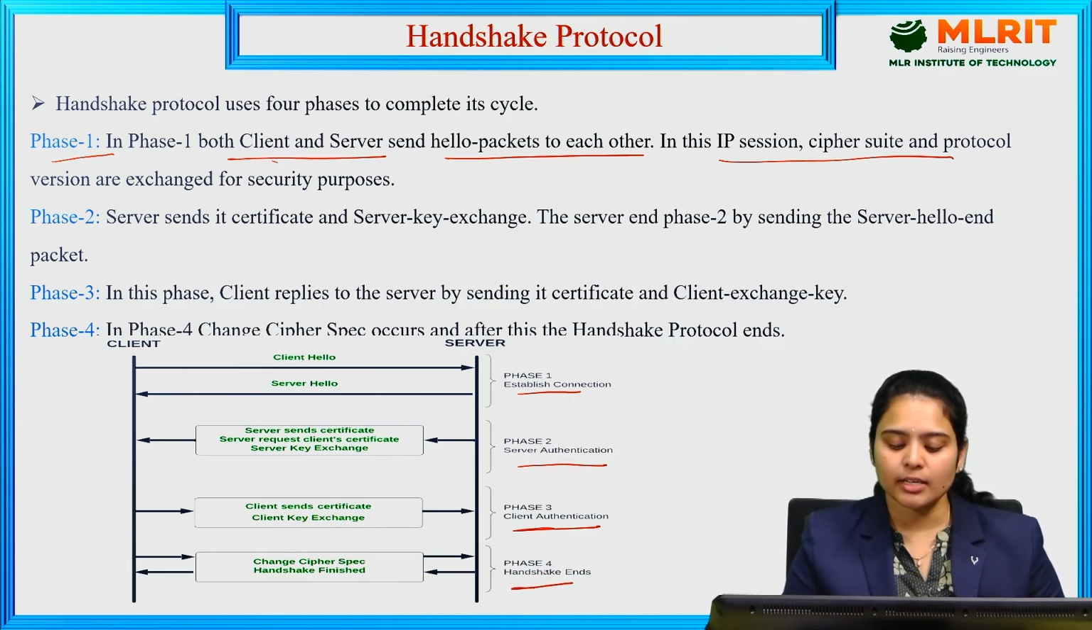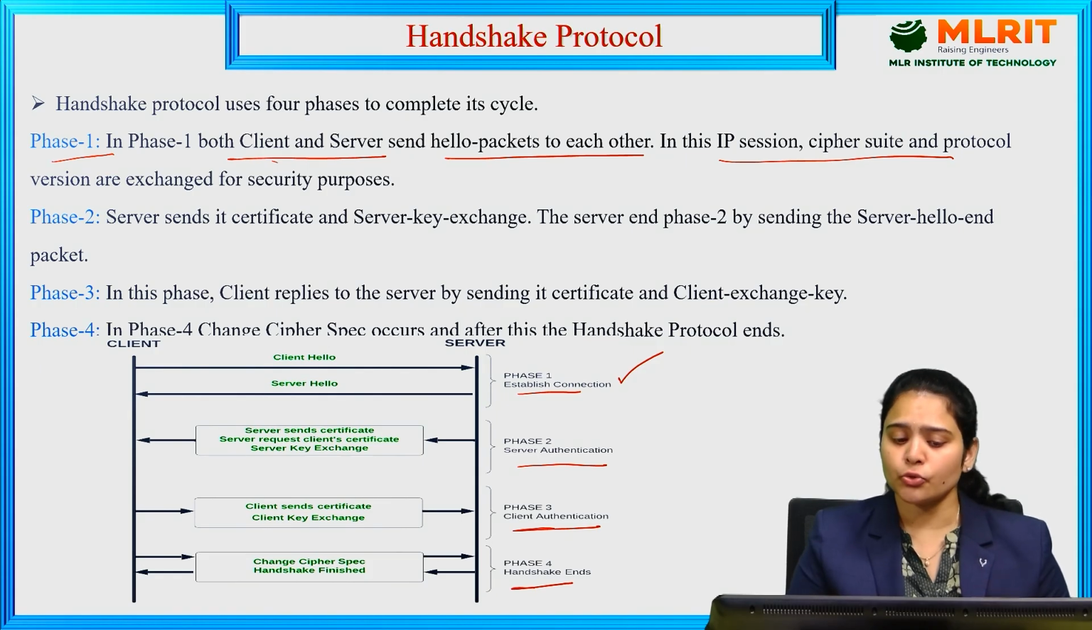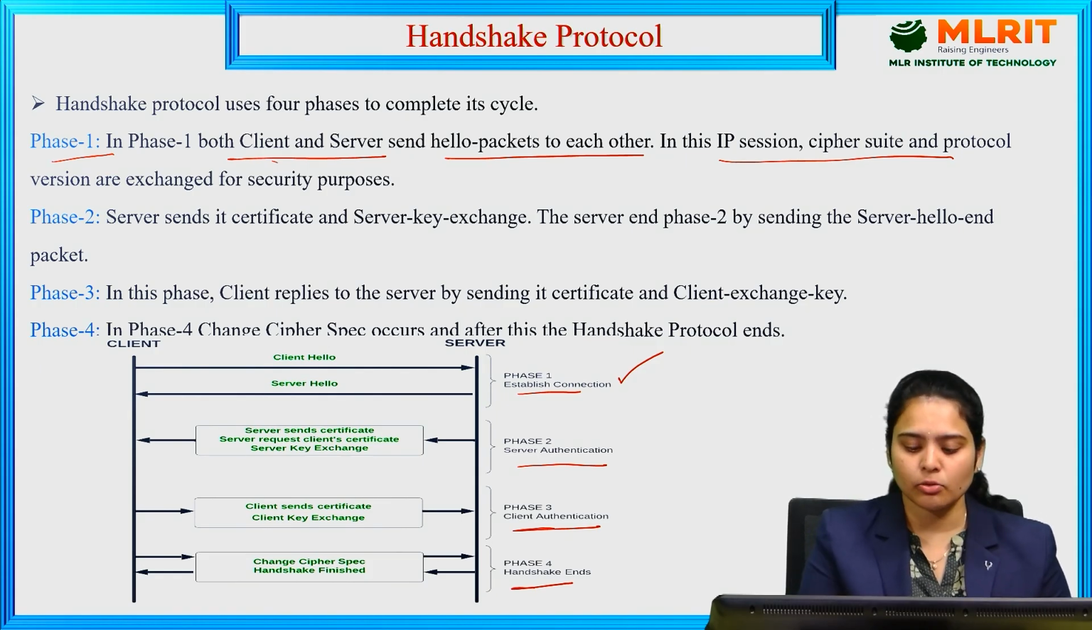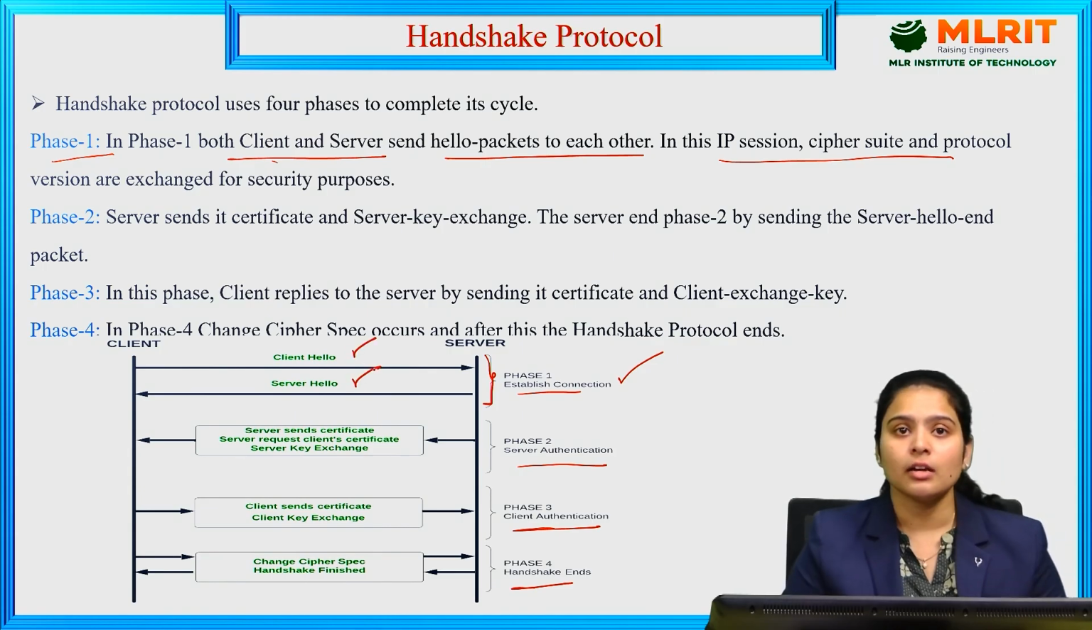So basically, at the start, the connection is established between two parties, the server and the client. So what are the server and the client? One is the client and the other one is the server. So in phase 2, what are we going to send?